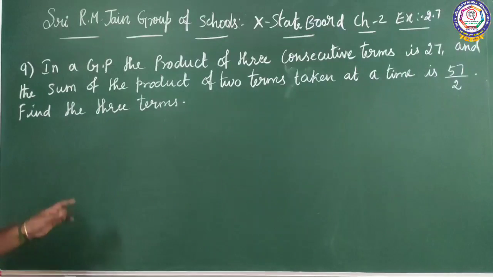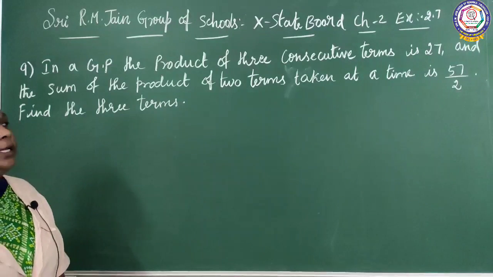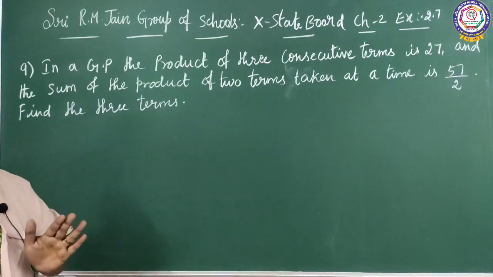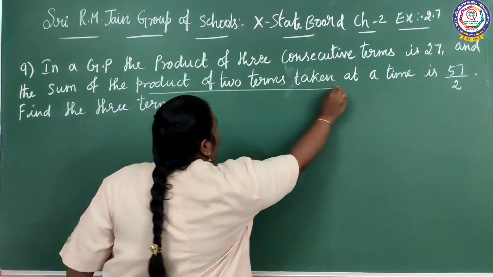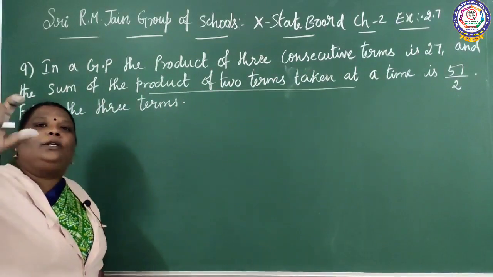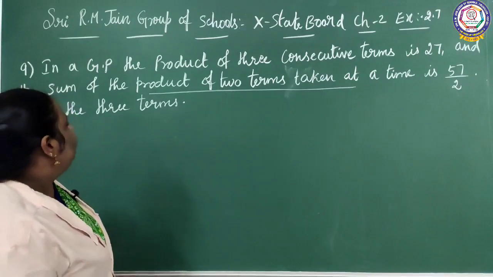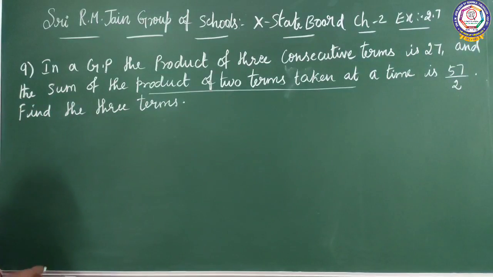See the ninth sum. In a geometric progression, the product of three consecutive terms is 27 and the sum of the product of two terms taken at a time is 57 by 2. You can take the consecutive terms two at a time. Find the three terms.